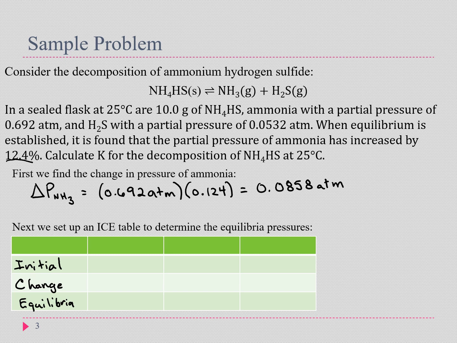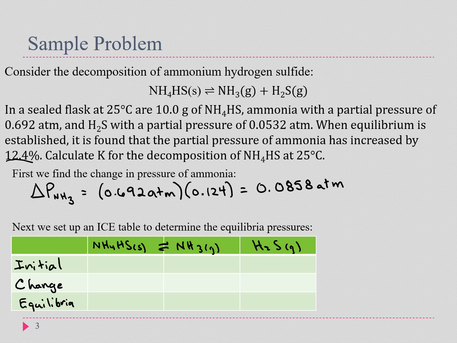Now when I set up an ICE table, what I like to do is write in my equation. So I've got my NH4HS solid, my NH3 gas, and my H2S gas. I'm going to put my little arrows in there just to remind myself what is a reactant and what's a product, because those come into play a little bit later on.